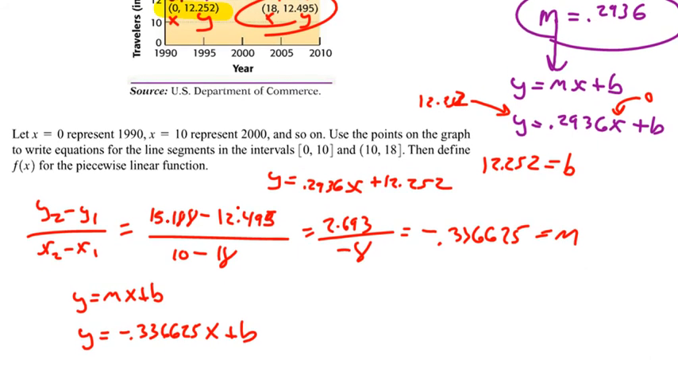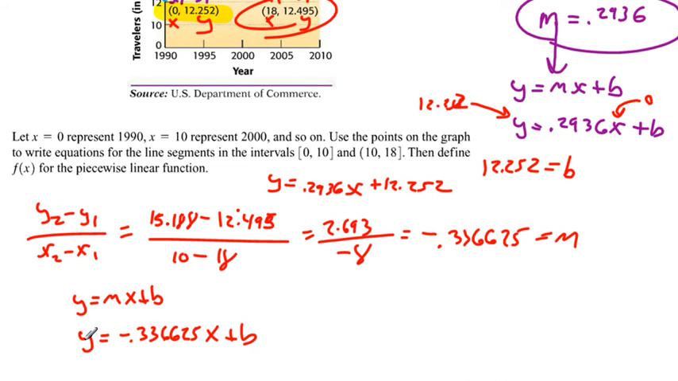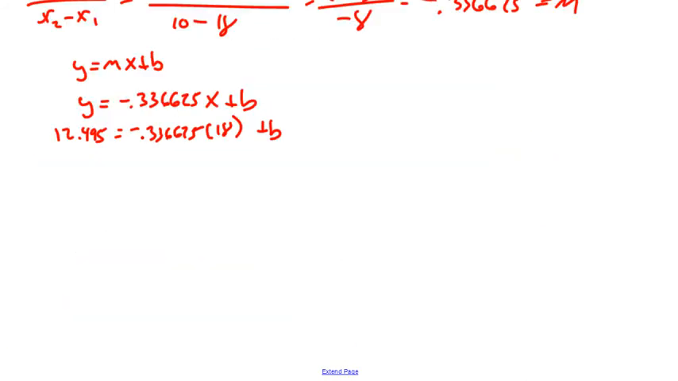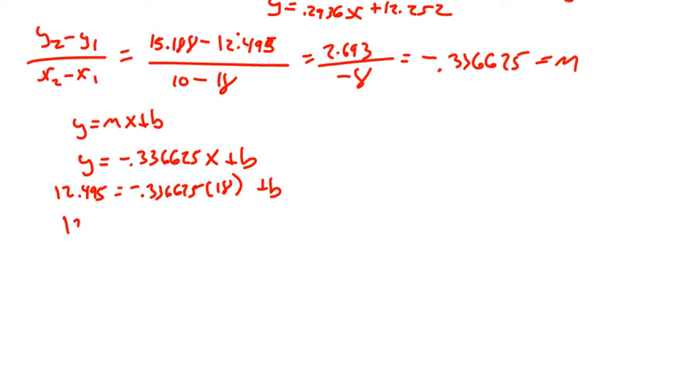A lot of work here for this little guy. Okay, so let's do that. I'm going to replace the y with 12.495. Leave that as it is. My x value is 18, so times 18 and then plus b. Now let's simplify this guy and multiply this together. Multiply that by 18 and we get negative 6.05925 plus b. In order to solve for b, I need to add the 6.05925 to both sides.